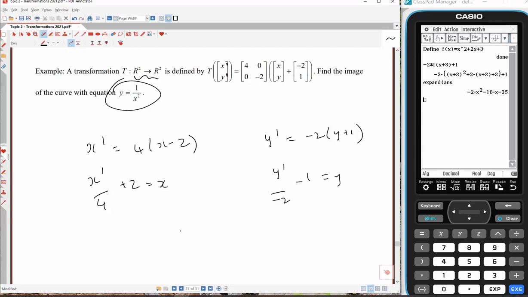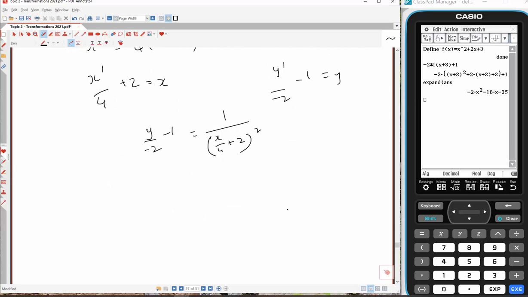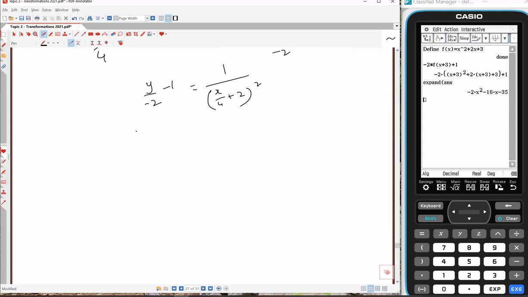Okay, pop it in, and I'm going to drop my dashes straight away: y over negative 2 take 1 equals 1 over x on 4 plus 2 all squared. There's no way you can leave it like that, so let's start to tidy up. I think the best thing we can do is find a common denominator. So that's going to be 8 on 4. So that's going to be x plus 8 on 4 all squared.